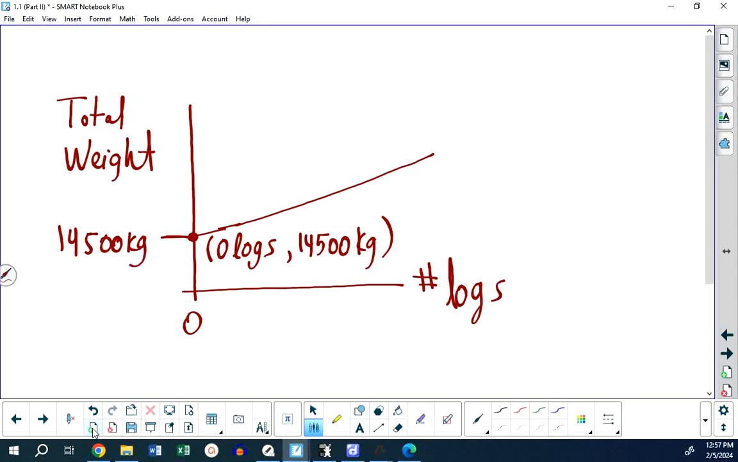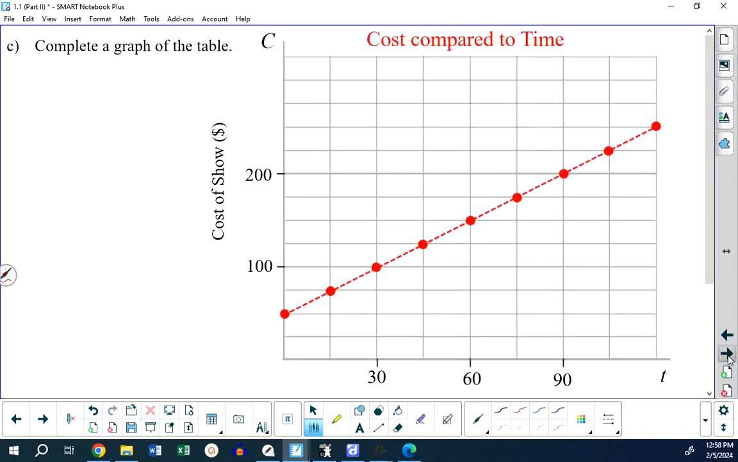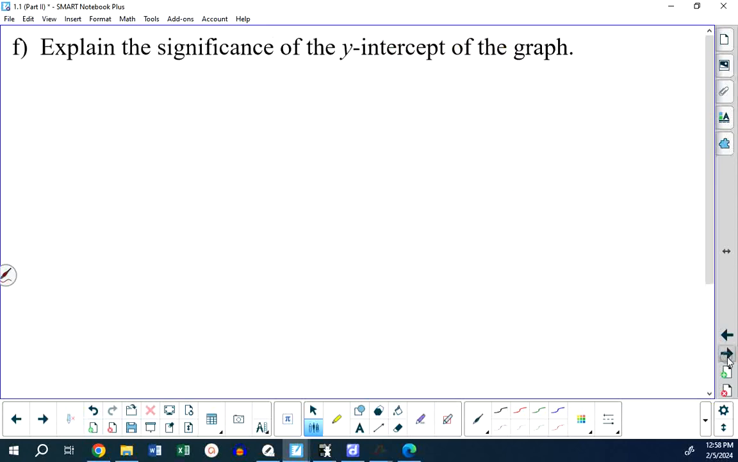What's the significance of that? It's the starting point. It's the weight when you haven't loaded any logs on yet. Just like the y-intercept in our example is the pay even though I haven't done anything yet. It's the beginning value. So this would not be direct variation. Okay. So we've completed the graph.